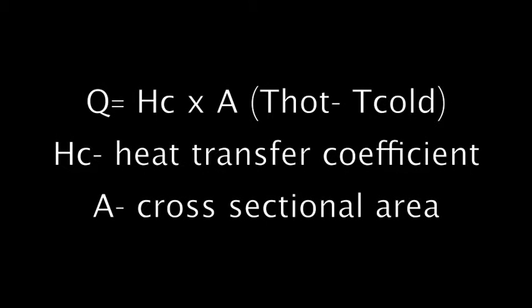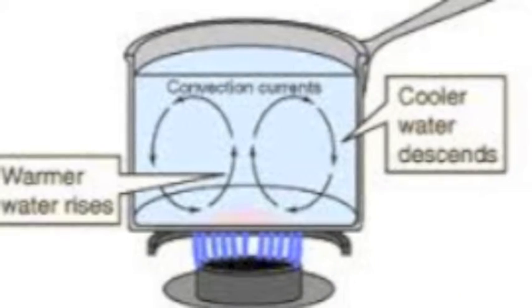The equation for convection is the heat transfer coefficient and the cross-sectional area multiplied by the difference of the hotter temperature and the colder temperature. Convection is a transfer of heat by the physical movement of the heat medium itself. Convection occurs in liquids and gases, but not in solids.